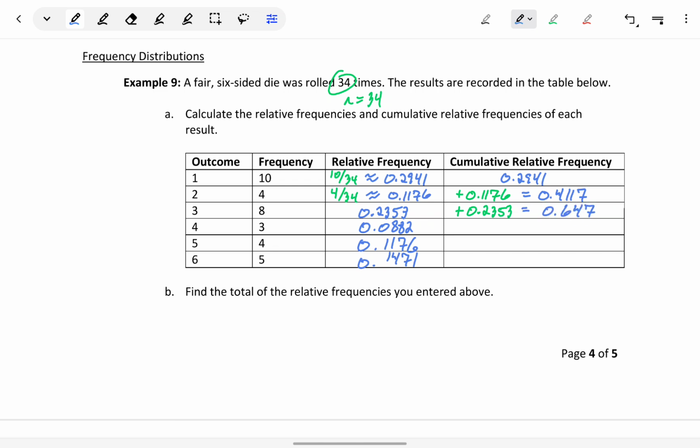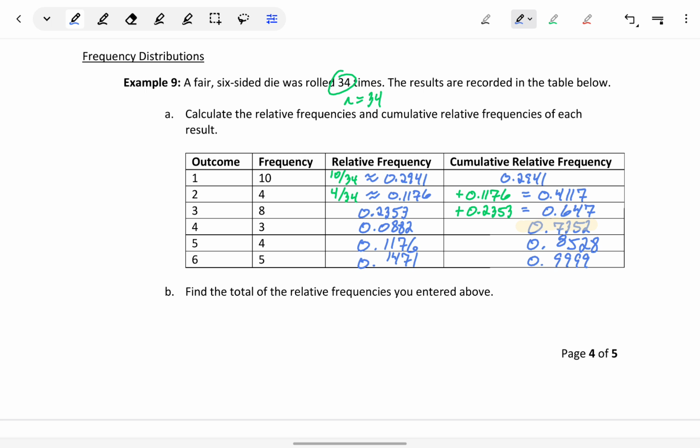And we would continue that process to get 0.7352, 0.8528, and 0.9999. That tells us then, if we want to look at a particular outcome, say 4, the relative frequency of getting 4 or lower is 0.7352 or 73.52%.